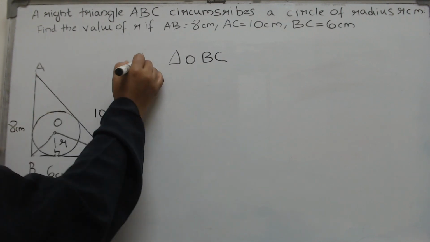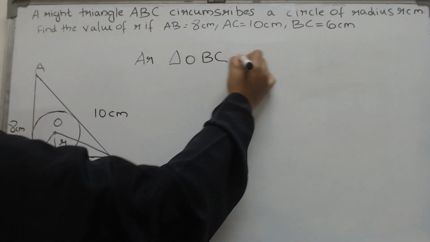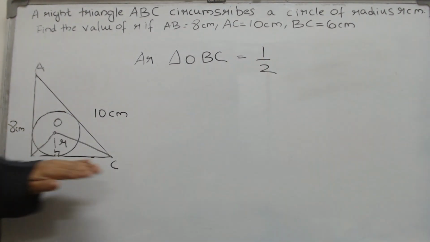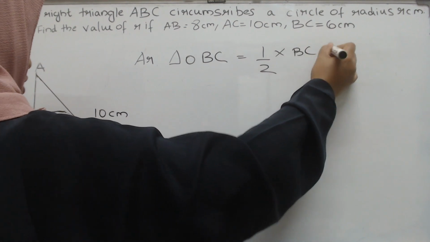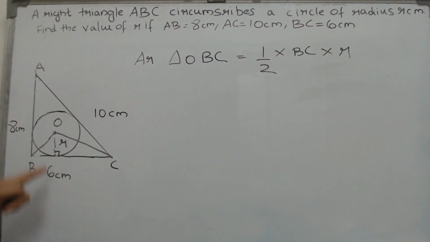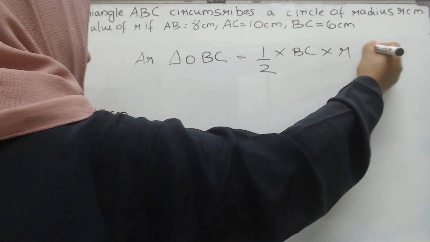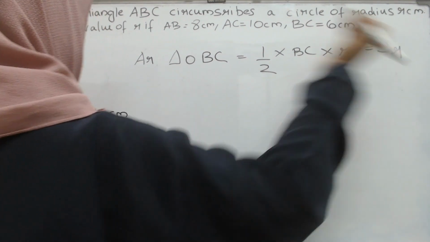Then, what is the area of this triangle? It will be half into base, which is BC, into altitude, which is what? What is the altitude? It is R. But then BC is what? It is 6. So this whole thing becomes 3R.